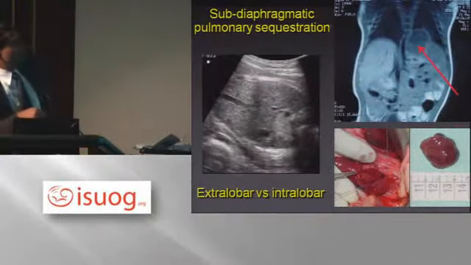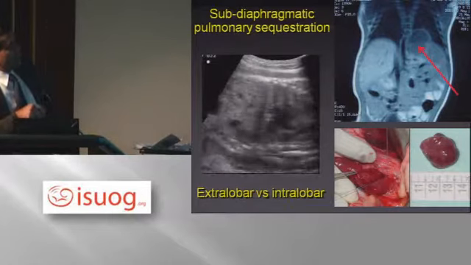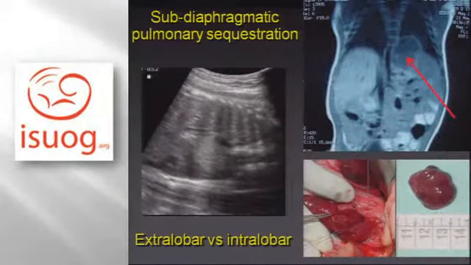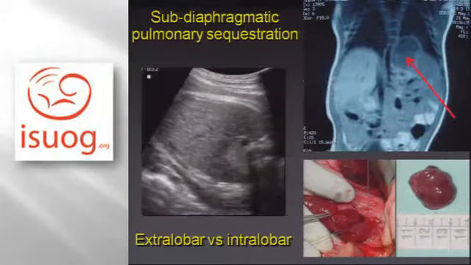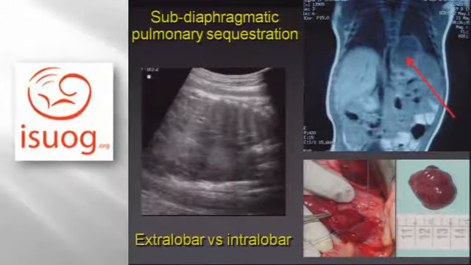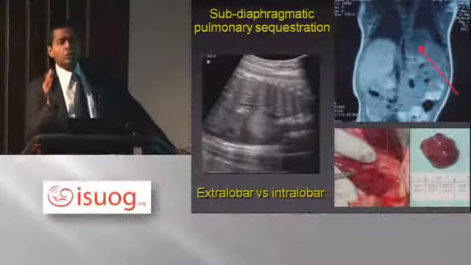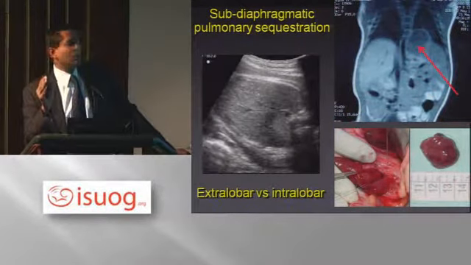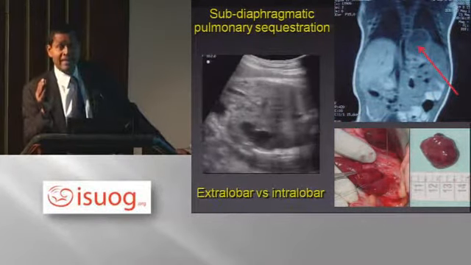Pulmonary sequestrations can also be subdiaphragmatic, as in this case. Here you can see a subdiaphragmatic CCAM, pulmonary sequestration. Do not confuse subdiaphragmatic with extralobar and intralobar. This, again, is a histological distinction. So when we scan the baby, we cannot distinguish intralobar from extralobar easily.